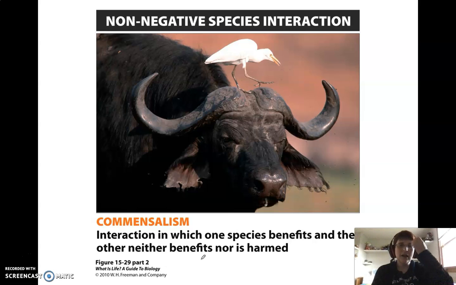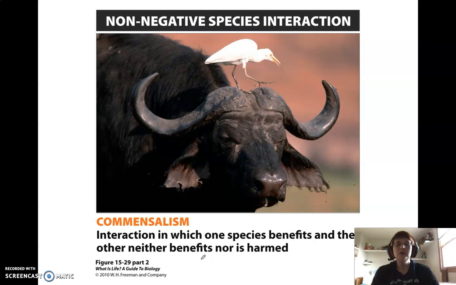Our last interaction is a commensalism interaction. This is where one species benefits from the interaction and the other one doesn't benefit, but it's not harmed in any way, at least no way that we can tell.